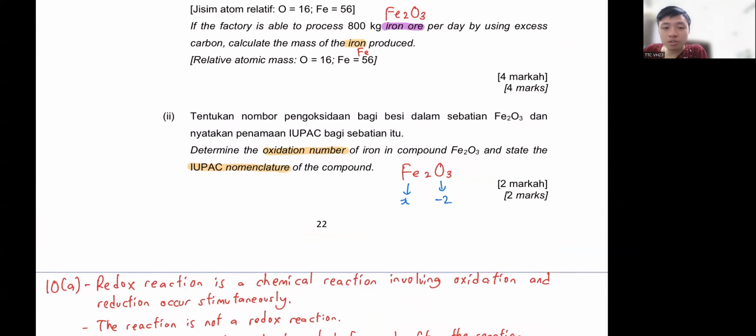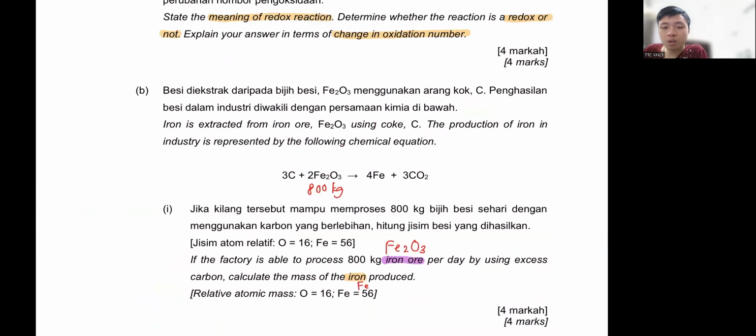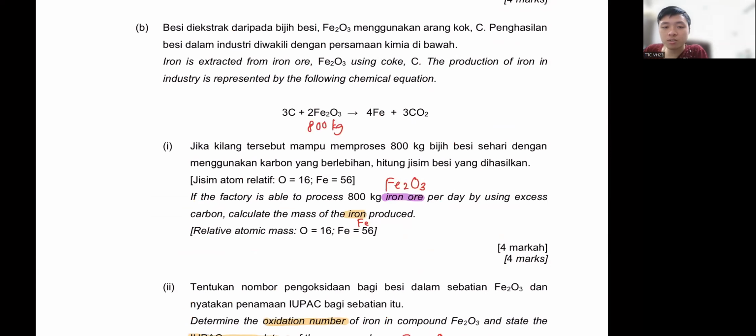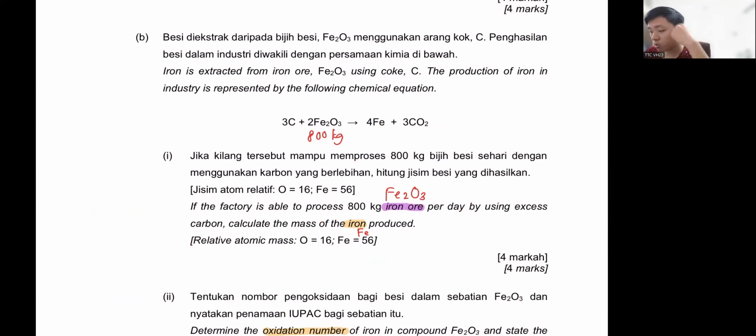Now B is just calculation. So calculation what? They just give, so it's around the same calculation where mole equals mass over molar mass. It's around the same one. So here they're given 800 kg of iron ore. So 800 kg, you calculate the mass of iron for this.